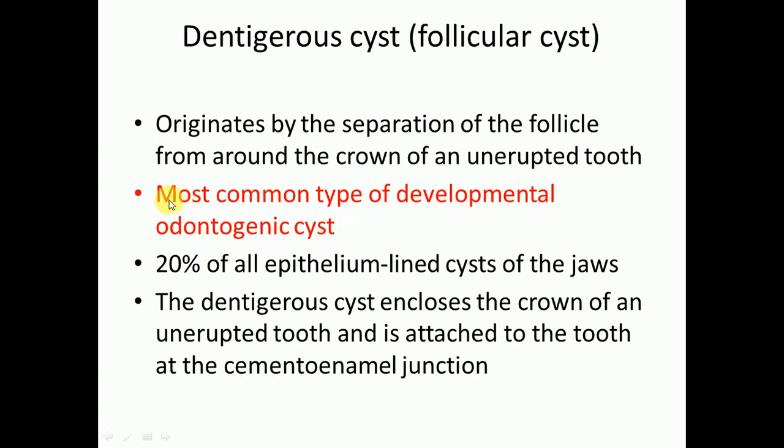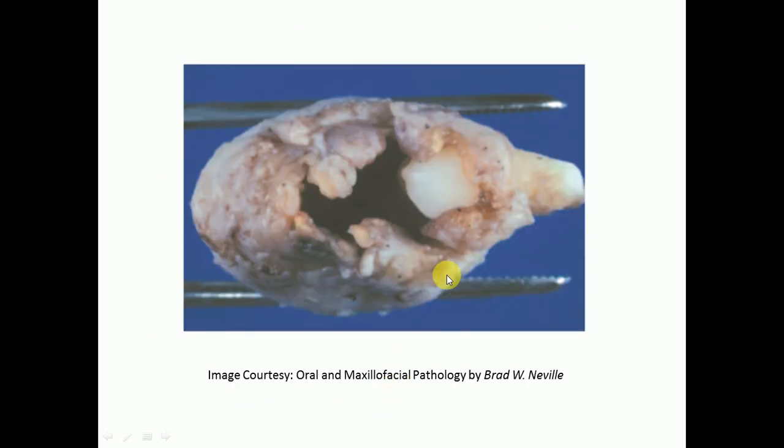This is a very important point. It comprises 20% of all epithelium lined cysts of the jaws. The dentigerous cyst encloses the crown of an unerupted tooth and is attached to the tooth at the cemento-enamel junction. This is the image which shows the maxillary canine, and this is the dentigerous cyst, and it is present over this tooth, and it is attached to this tooth at the cemento-enamel junction.